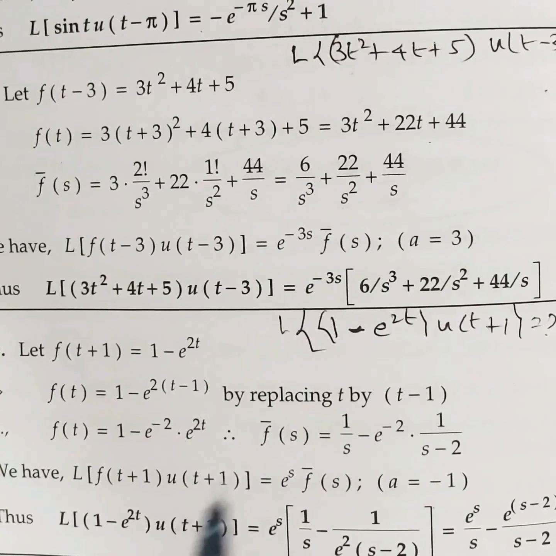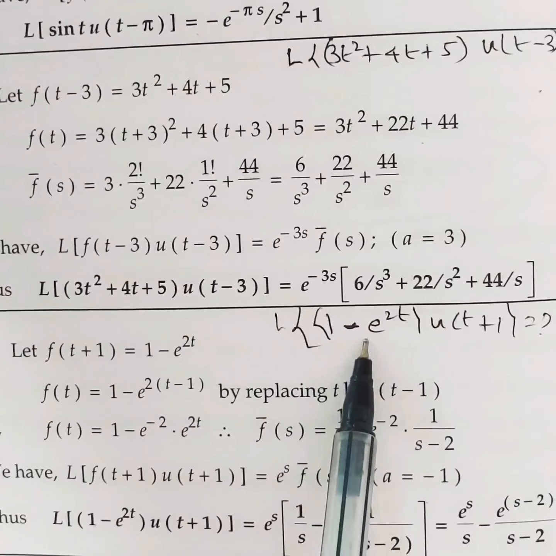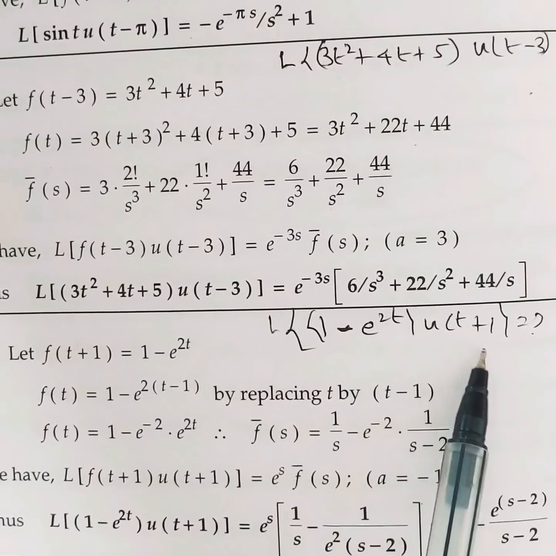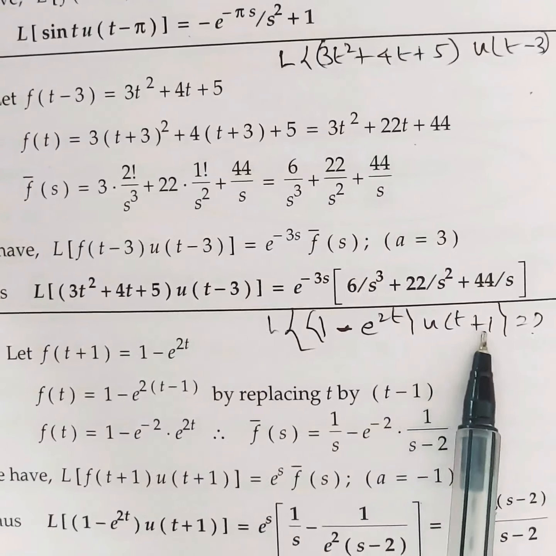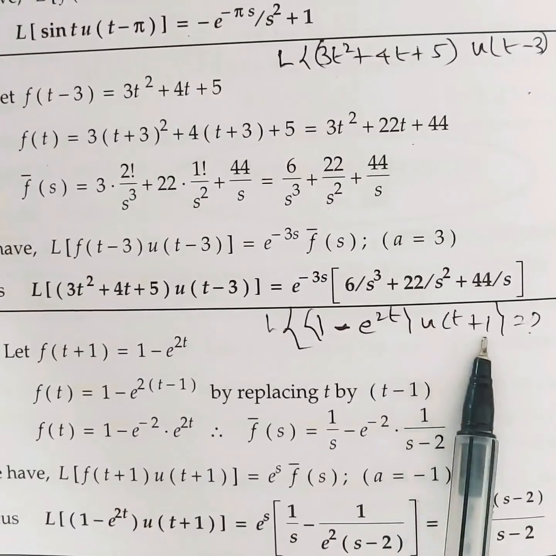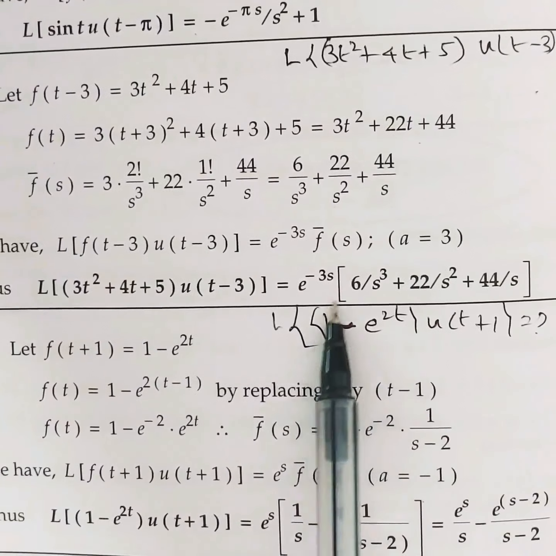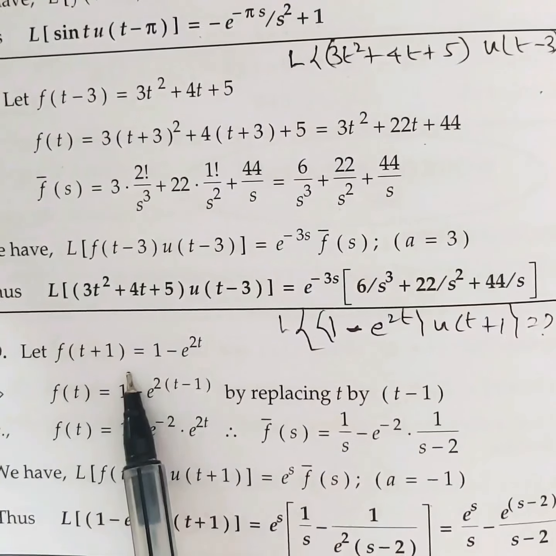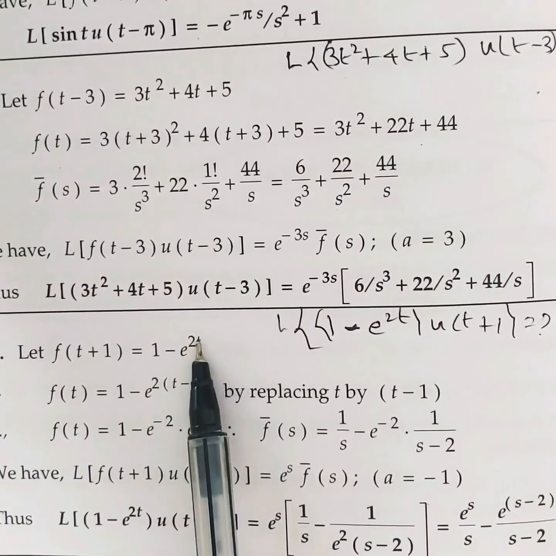Now see this problem. Find Laplace of 1 minus e power 2t into u of t plus 1. Okay, so please be careful. What is the value here? u of t plus 1. So what is given is nothing but f of t plus 1. So f of t plus 1 is 1 minus e power 2t.